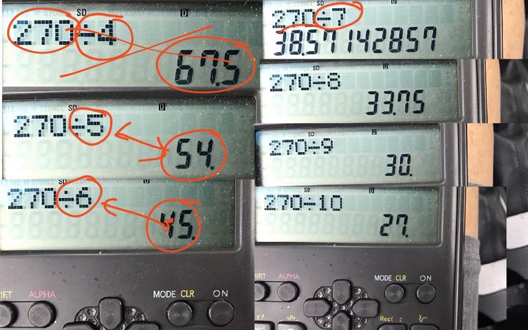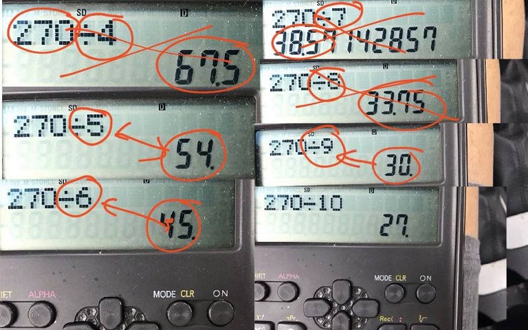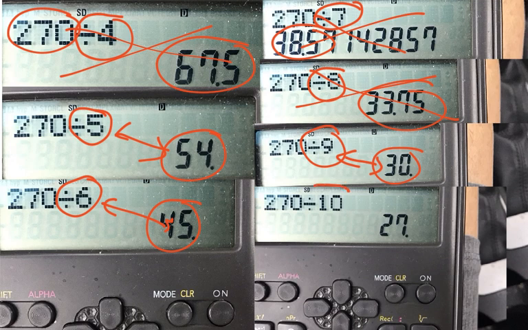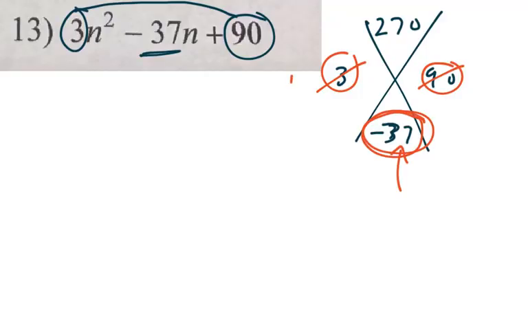I divide by 7, I get a decimal. I divide by 8, I get another decimal. I divide by 9, I get 30. But can 30 and 9 make this 37? No, it can make 39, but not 37. So I do one more. Once I divide 270 by 10, I get 27. And 27 and 10 can make 37. So I know I'm going to do 10 times 27. Now to get the negative 37, I have to make them both negative. So I have n minus 10 with an n minus 27.